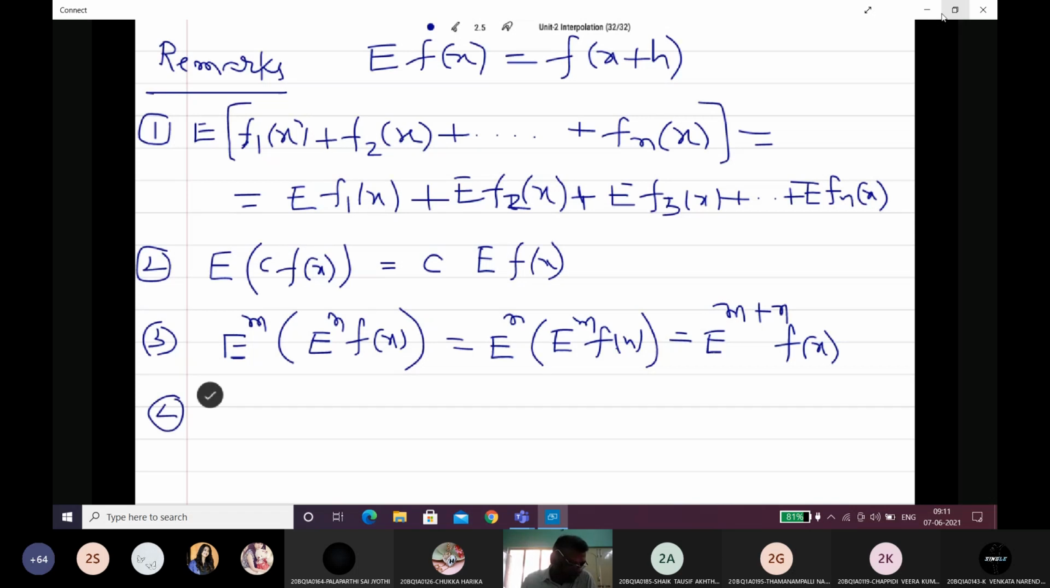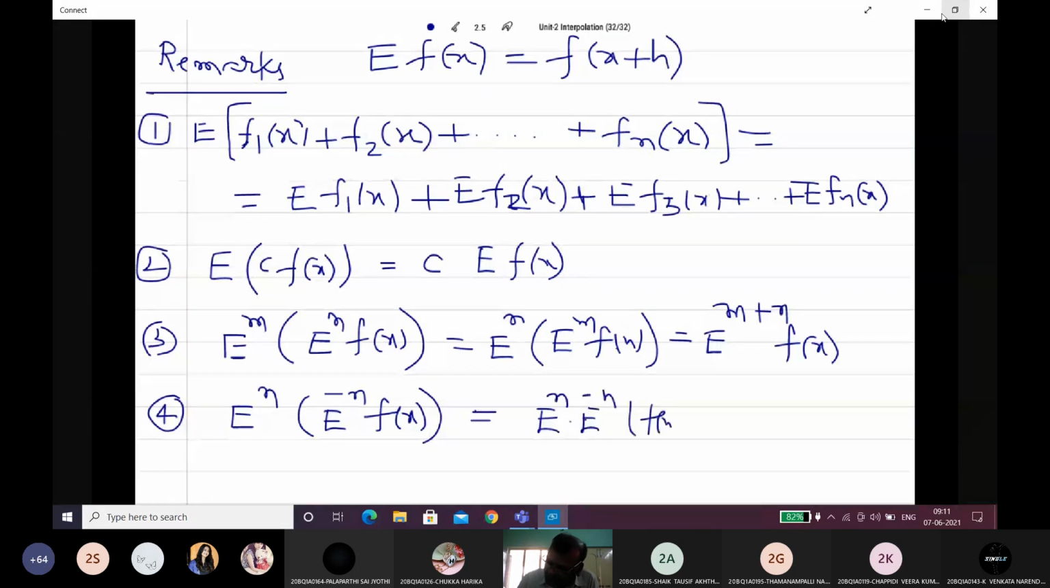And next, result number 4. Suppose we have to write E power n of E power minus n of f of x. That is equal to E power n E power minus n of f of x, which is simply f of x. Then next more.